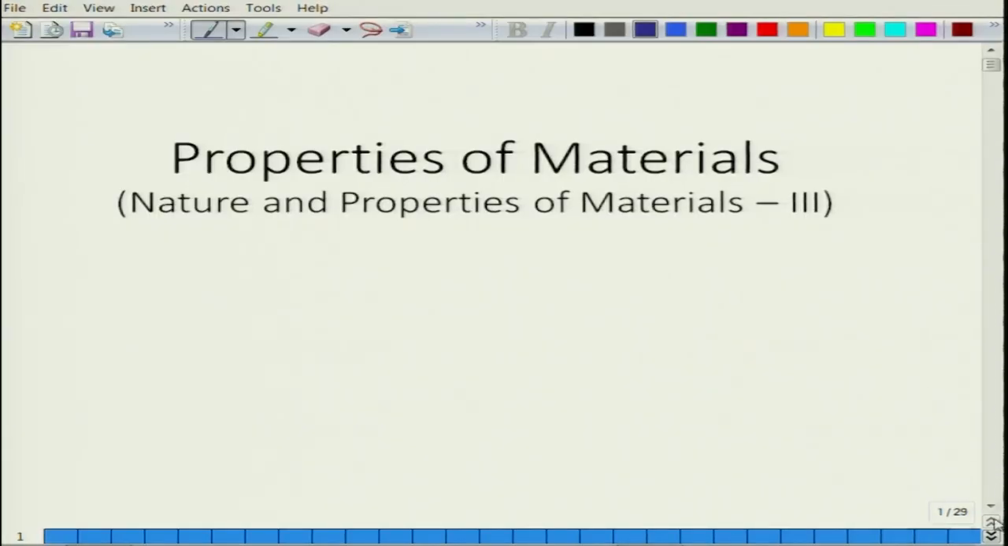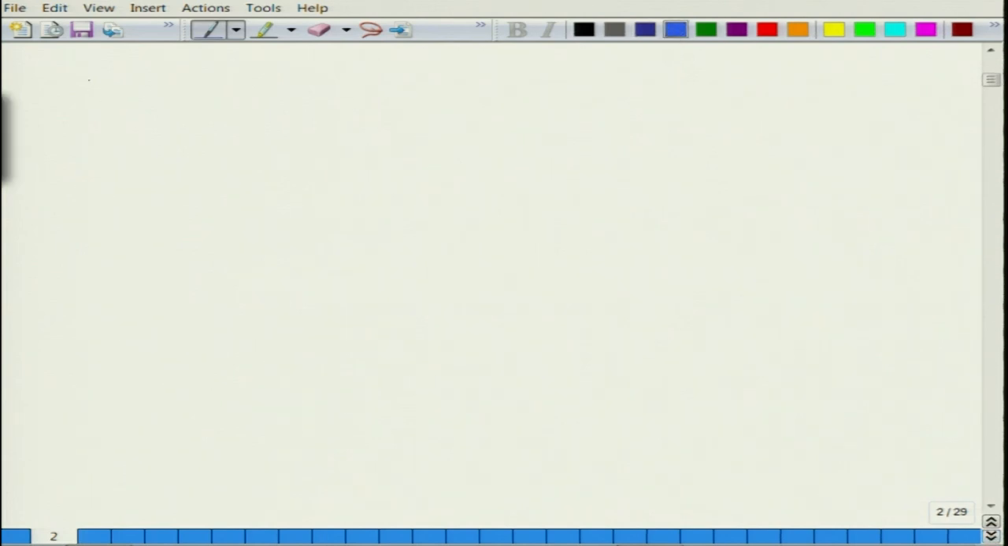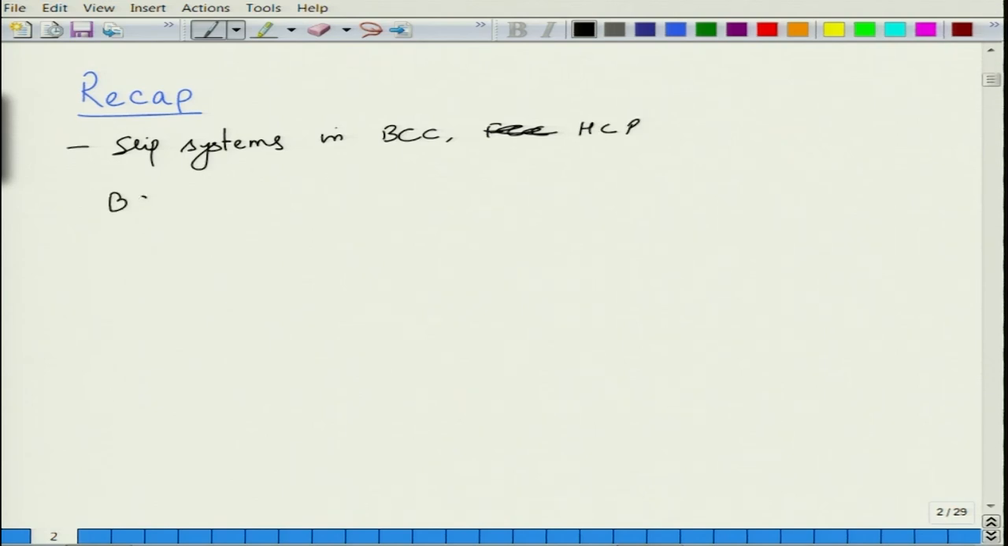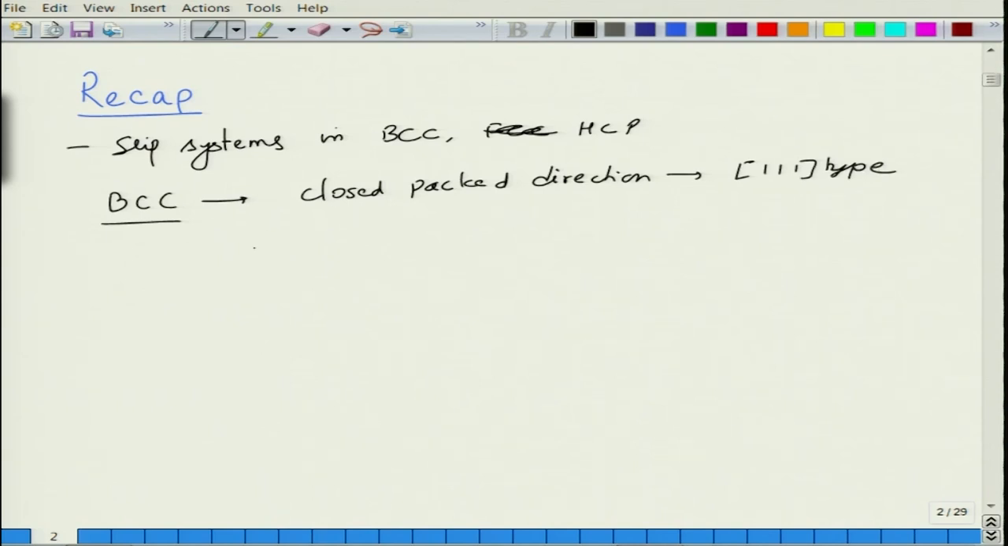Welcome again to the new lecture of the course, Properties of Materials. Let's briefly rewind what we did in the last class. In the last lecture, we worked out the slip systems for HCP materials. In BCC, we saw it has a close-packed direction of 111 type, but there is no close-packed plane. So, in this case, the slip systems which work are those slip systems.